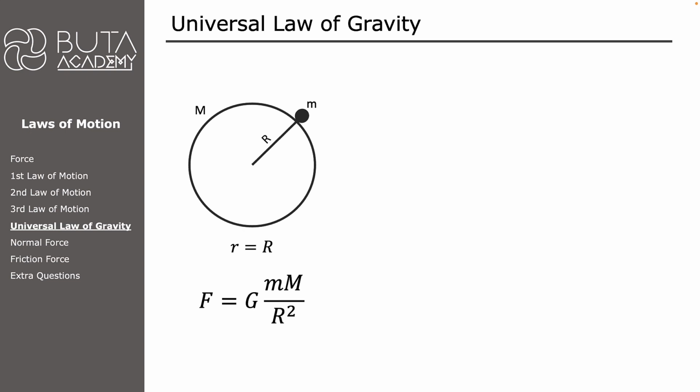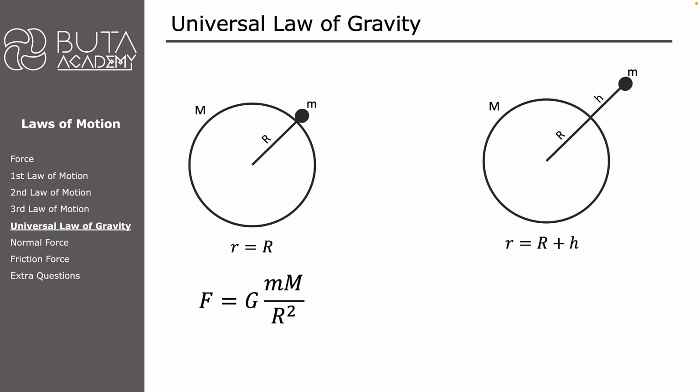Now, let's consider the following case. The object, which is initially on the surface of the planet, is now moving away from it to a significant height h. This time, the distance between the center of the planet and the object is not equal to the radius of the planet anymore. It is equal to the radius plus h, the height of the object above the surface of the planet. In this case, we have to adjust the denominator in the formula.